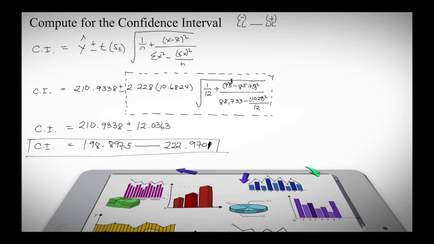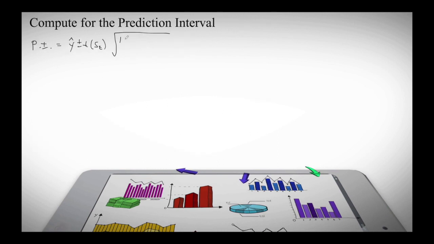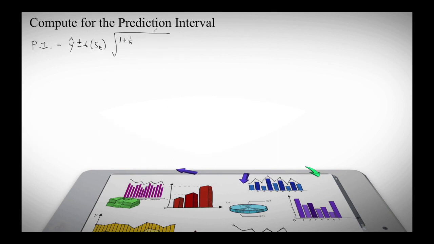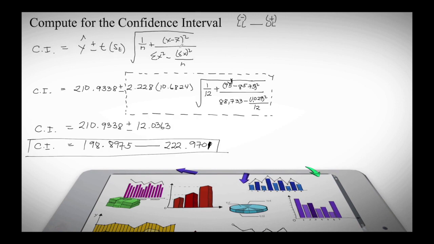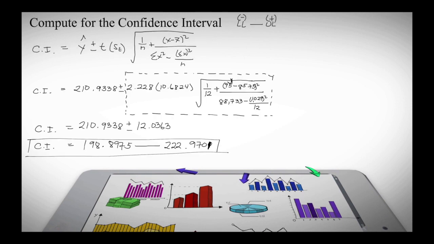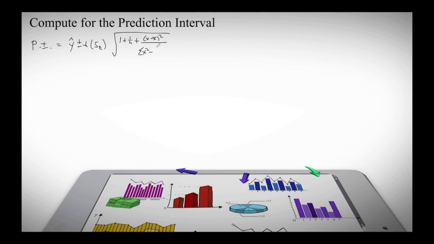Like I mentioned, before the 1 over n, we first have a 1. Plus the 1 over n. Then we have x minus x bar squared. So plus again, x minus x bar squared, and for our denominator we have the summation of x squared minus the summation of x, squared outside, over n. So, the summation of x squared outside over n. Okay, hope you get it.